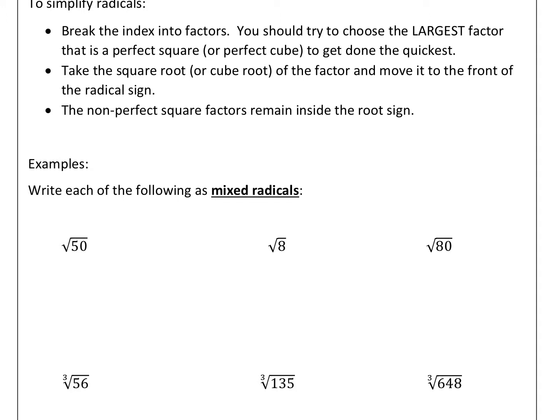So what you're going to do when you want to simplify is you're going to break the radicand into factors, okay? But not just any factors. You want to try to choose the largest factor that is a perfect square or a perfect cube, depending on what the question is asking you, in order to get done the quickest. So you'll want to make sure that you have a list of those perfect squares or perfect cubes handy if you don't know them, because you'll want to be testing the things to see if they're factors. Then you're going to take the square root or the cube root of the factor and move it to the front of the radical sign, and the non-perfect remain inside.